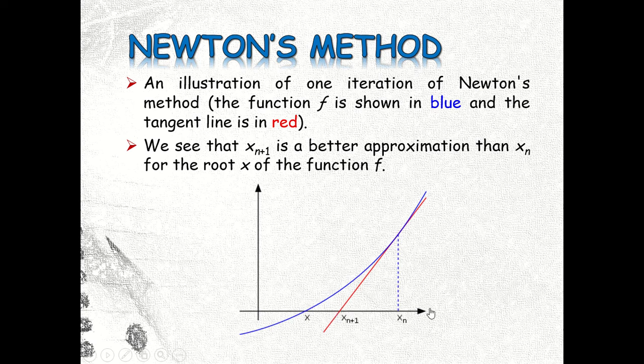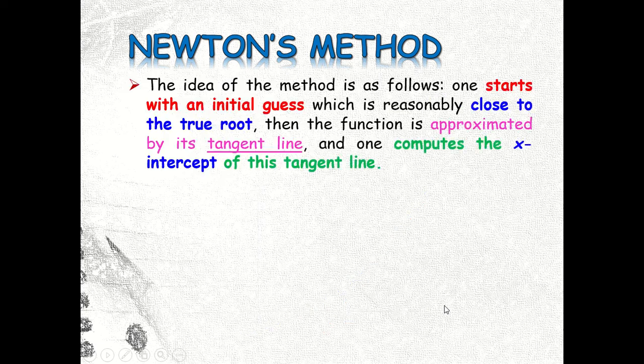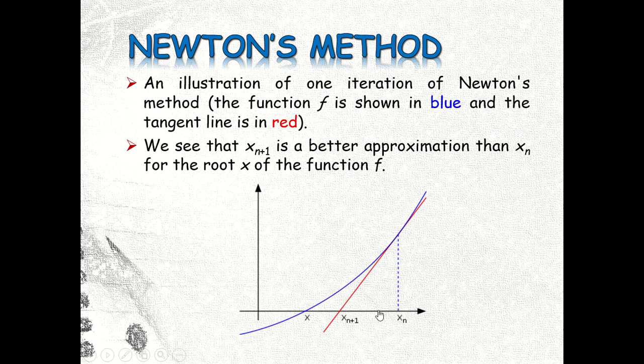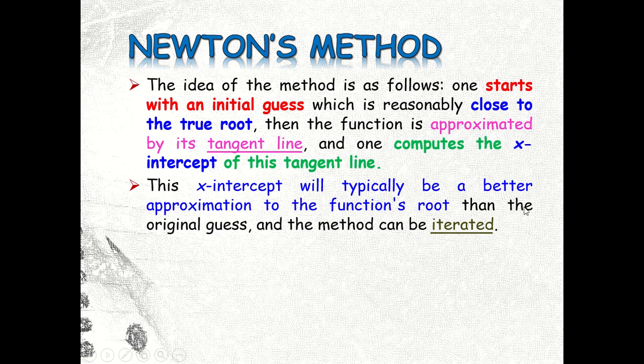So this is our x-axis. This x-intercept will typically be a better approximation to the function's root than the original guess. If the original guess is x sub n, then this is a better approximation, x sub n plus 1. And the method can be iterated, or done again and again.